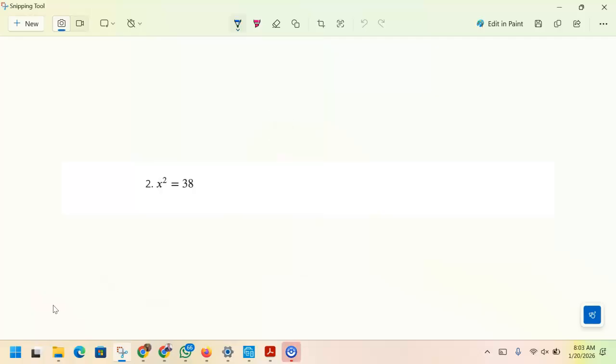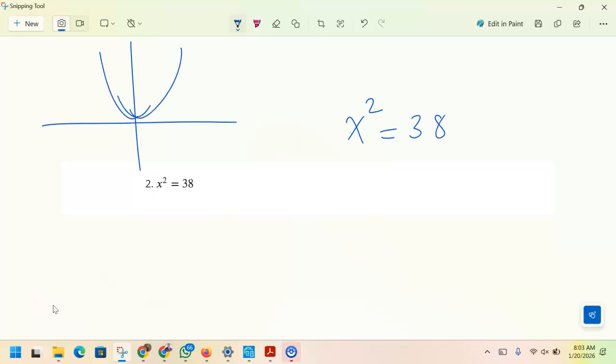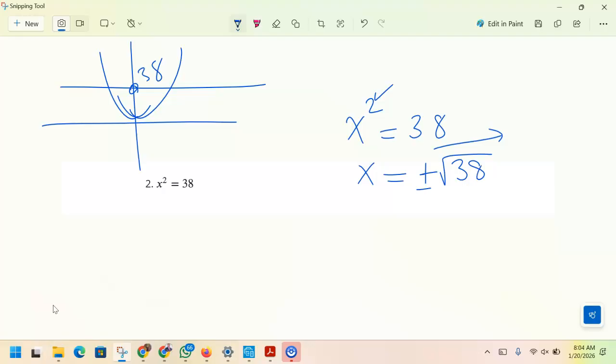Okay, so you're given x square is 38, right? Basically, it is just asking us, on the parabolic shape like this, where does it cross 38? That's all it means. Now we are not going to graph this. This is too much work. So what we'll do is use the square root method, put plus and minus, because there's a square, you have to have two answers. And the 38. And you are done.